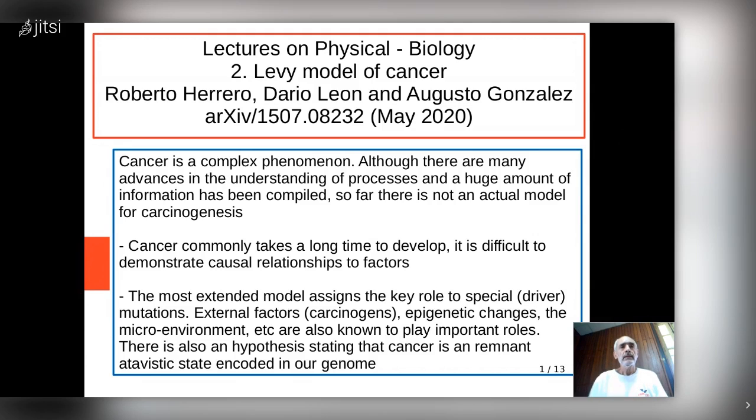Okay, this is the second lecture in this series. It presents a physicist's view to some problems of biology. In this case, we are going to present a model of cancer. This is a very simplified model. As you know, cancer is a very complex phenomenon.